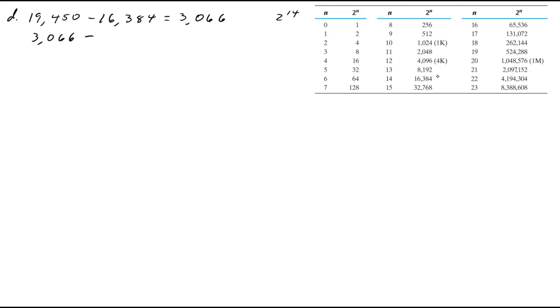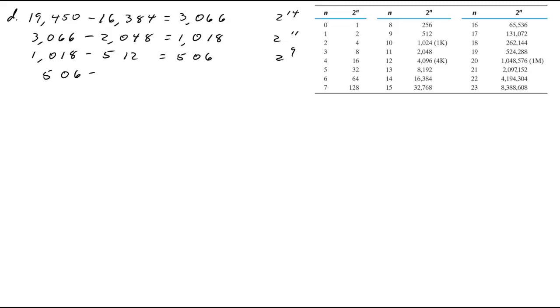From that, we could subtract 2 to the 11th. 2,048. That difference gives us 1,018. From 1018, we can take out 2 to the 9th, or 512. Doing the subtraction, we get 506.